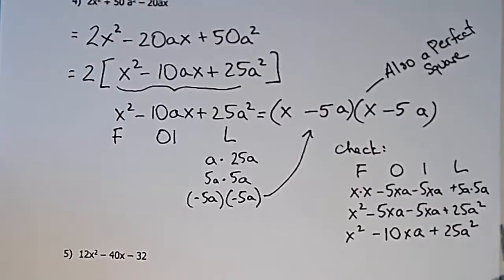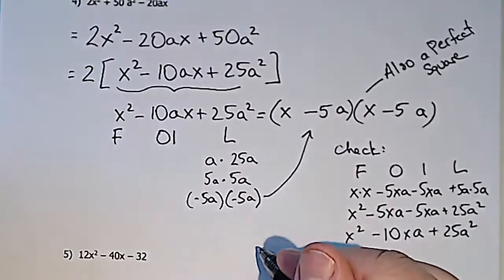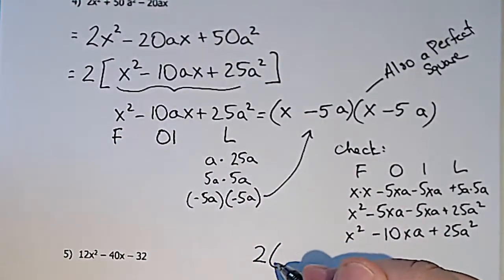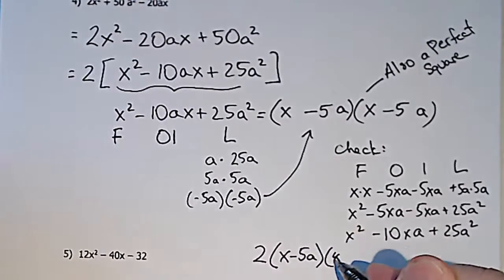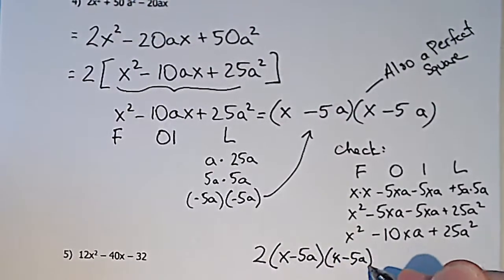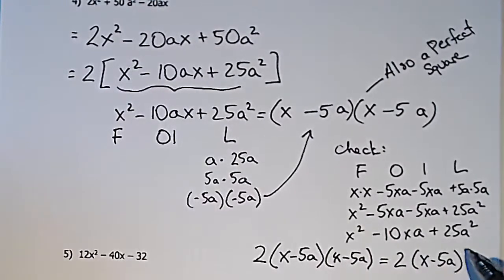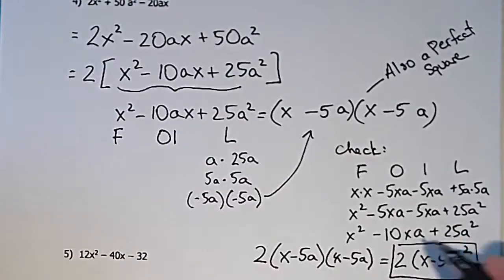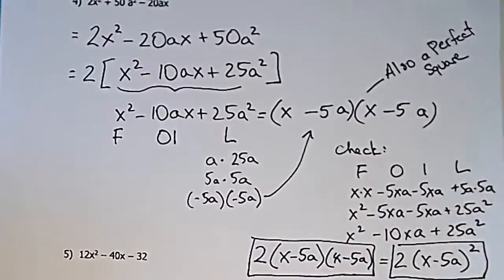And so my full, let's see, let's put together everything, because this is not the full answer. Remember, I had to factor out a 2. So my final answer is going to be 2 times x minus 5a times x minus 5a, that's a very fancy x, or 2 times the quantity x minus 5a, the quantity squared. And you could write it either way. Okay, woohoo, that's one down.